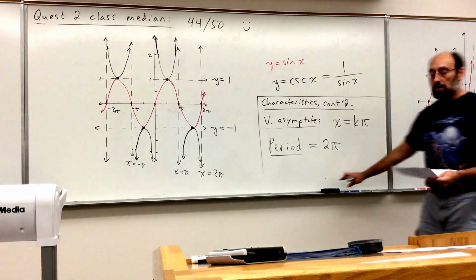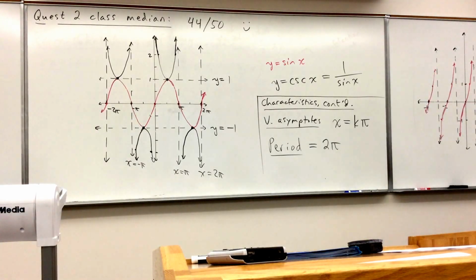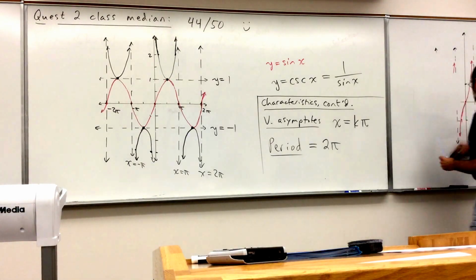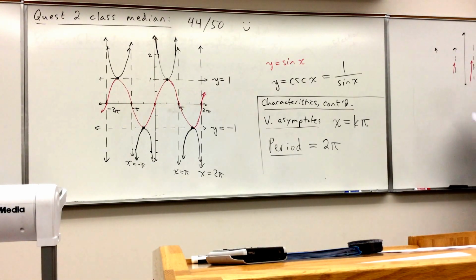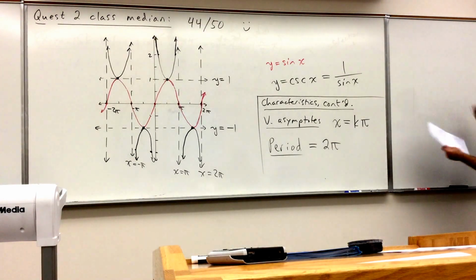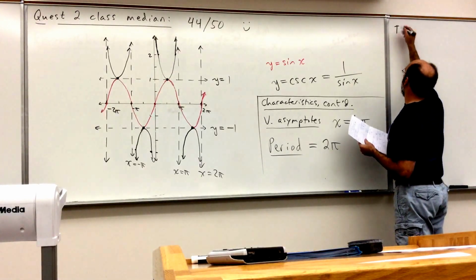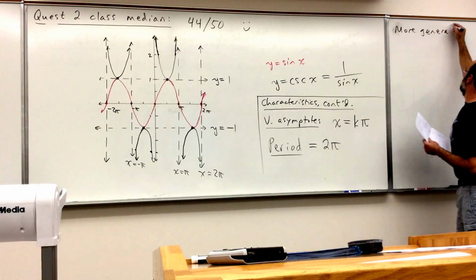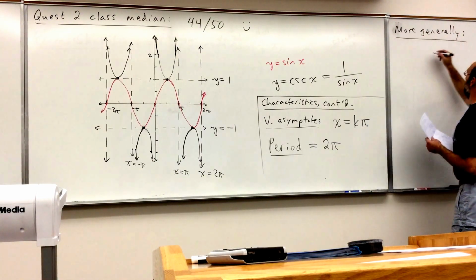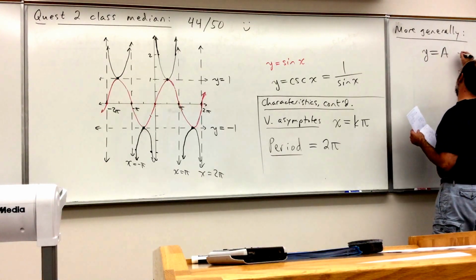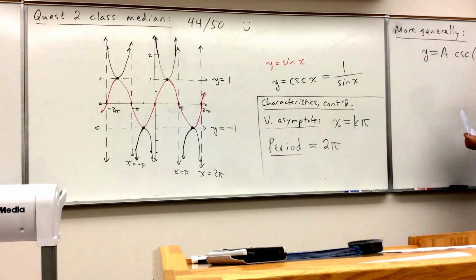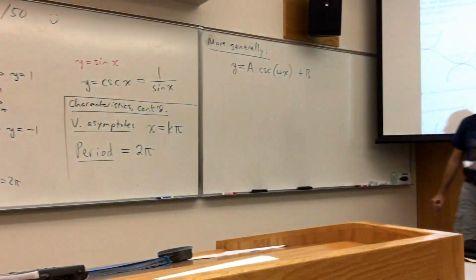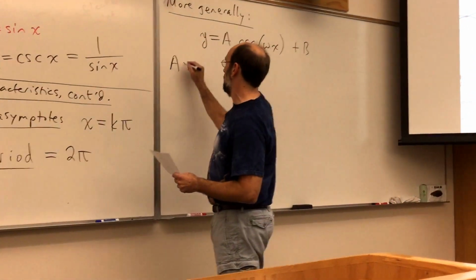I'll just mention the more general case functions of this form. So in general, more generally, so I have y equals a cosecant (omega x plus b). Then I'm going to have a determines vertical stretch and compression.